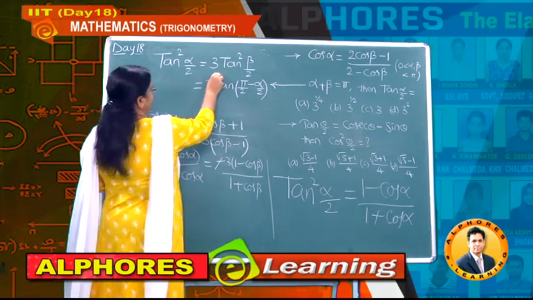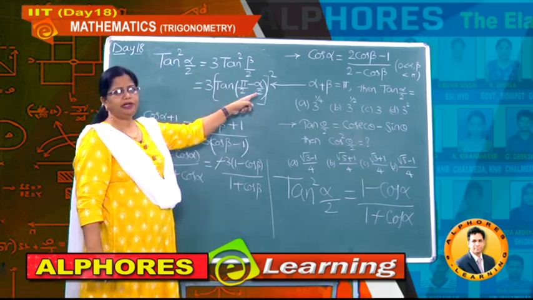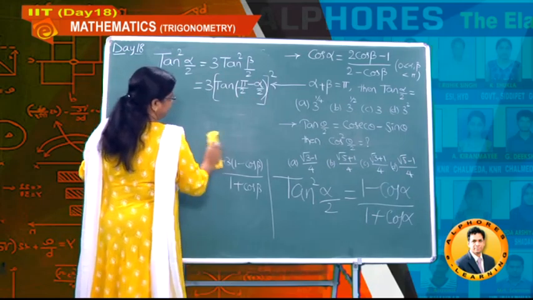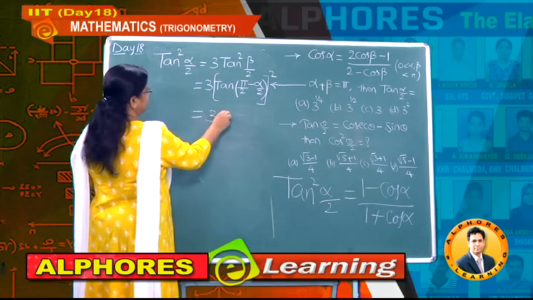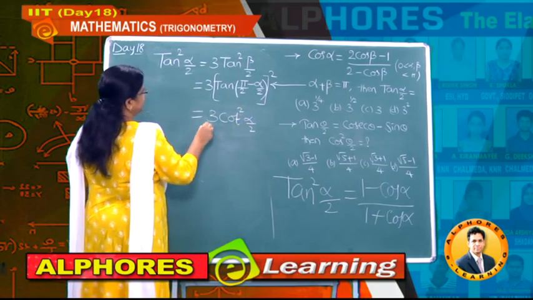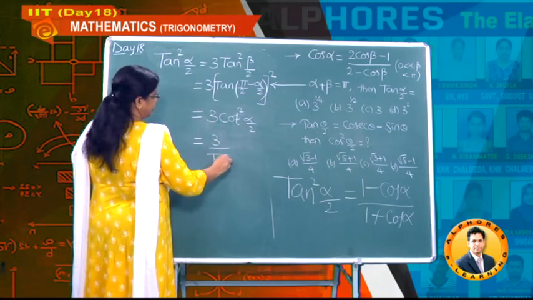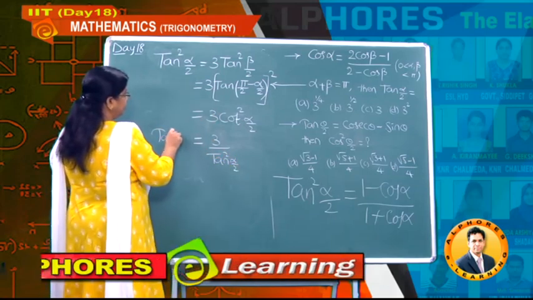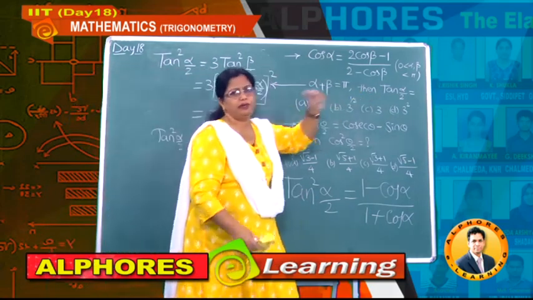Now what is here, again the whole square is there. Tan of (90 minus alpha by 2) is nothing but cot alpha by 2. Moreover the whole square is there, thereby this is nothing but 3 times cot square alpha by 2. That implies it is nothing but 3 divided by tan square alpha by 2. Okay. Now here you have tan square alpha by 2. Finally, what is our requirement? Just tan alpha by 2.